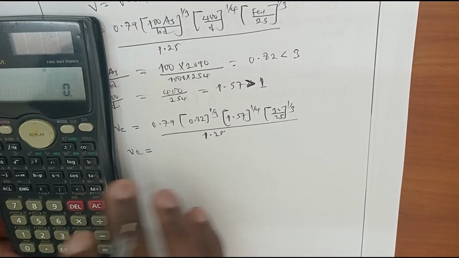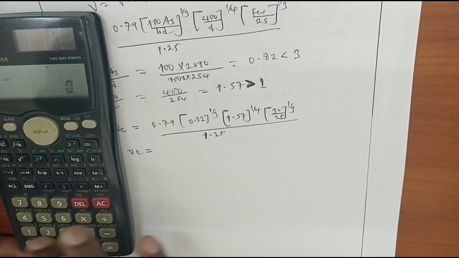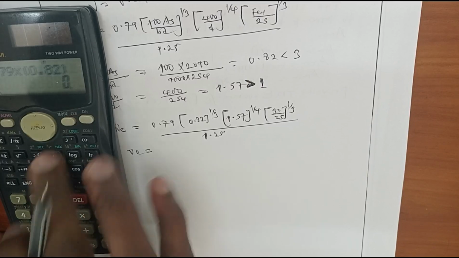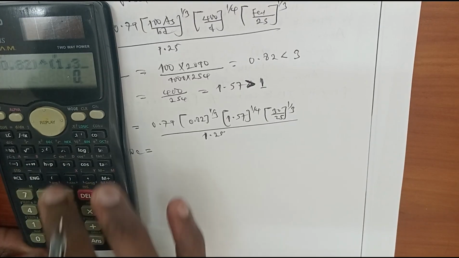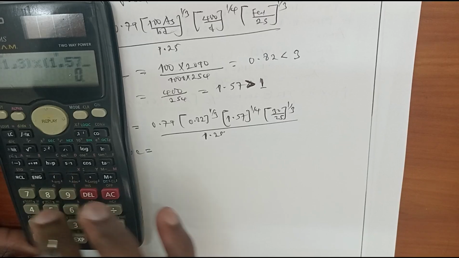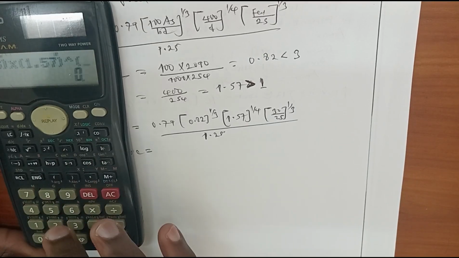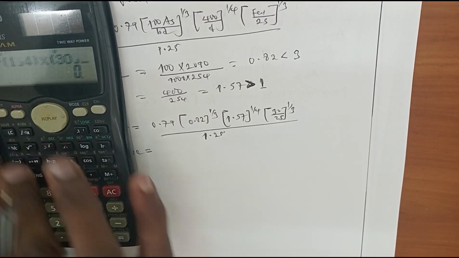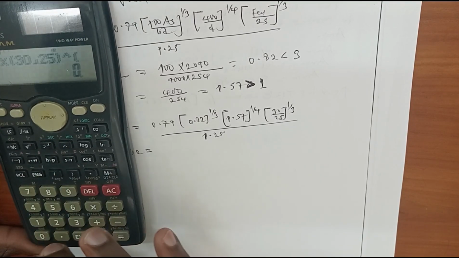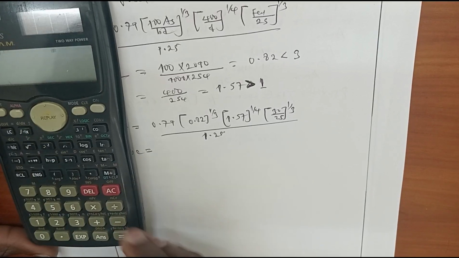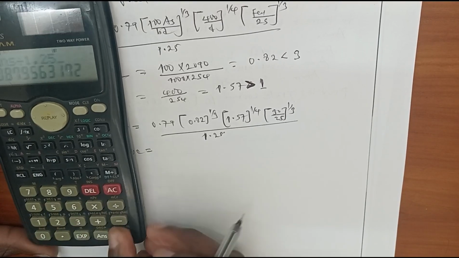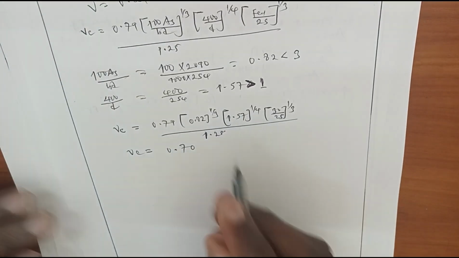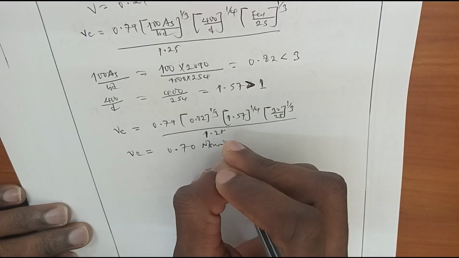Concrete shear stress. So when you compute this value, it will be equal to 0.79 times 0.82 per 1/3 times 1.57 per 1/4 times 25 per 1/3 divided by 1.25. It will be equal to 0.7. So this is Newton per millimeter square.